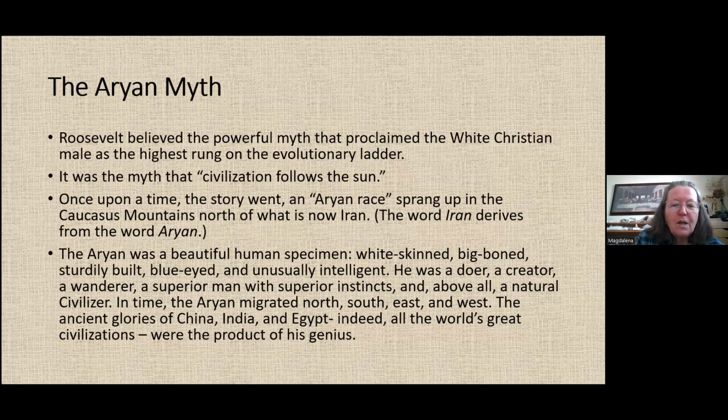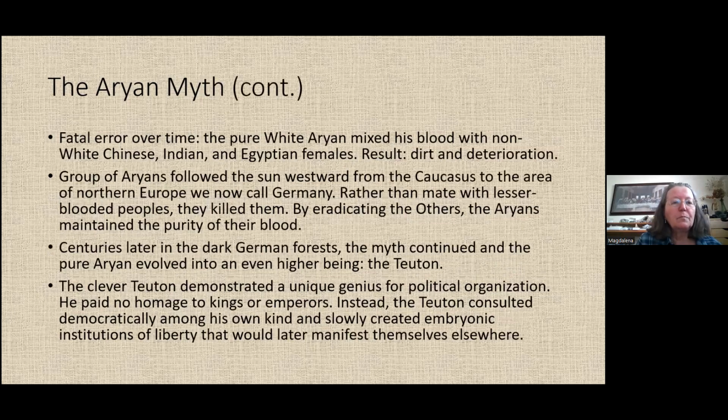In time, the Aryan migrated north, south, east, and west. The ancient glories of China, India, and Egypt, and indeed all the world's great civilizations were the product of his genius. But a fatal error occurred over time. The pure white Aryan mixed his blood with non-white Chinese, Indian, and Egyptian females, and the result was dirt and deterioration.